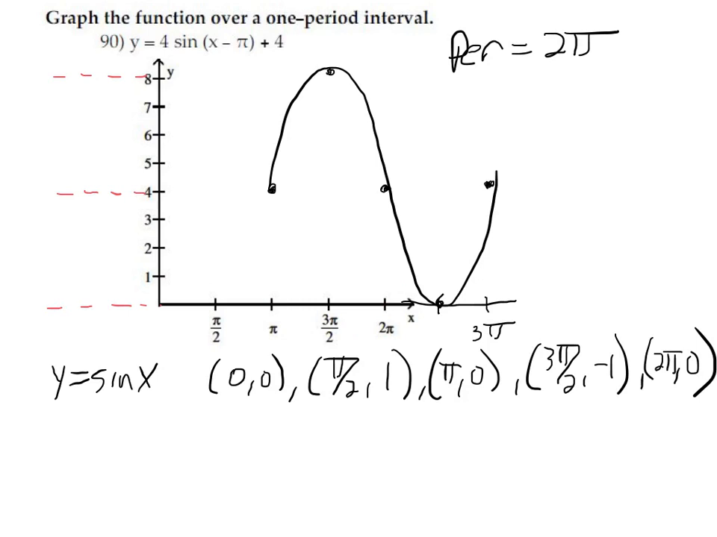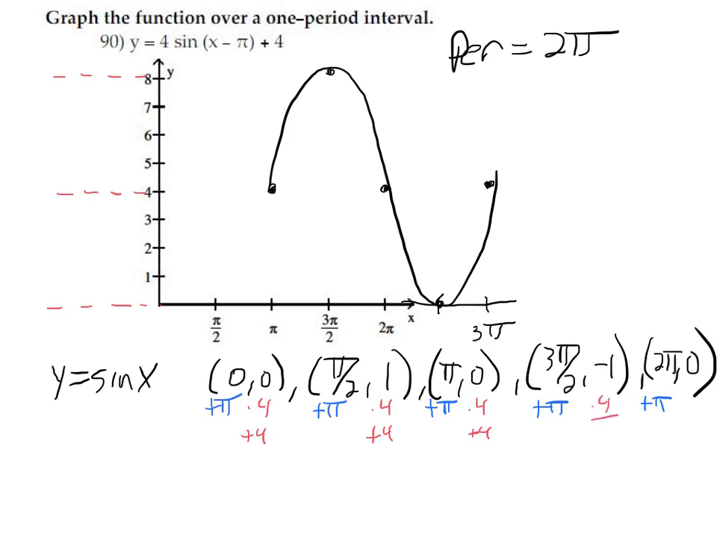What this function has done is to the x value we're going to add pi. Plus pi to all the x values. The y value, a couple things happen. We have a plus 4 and we have a times 4. So the y value has a plus and a times. The multiplication always comes first when you do this. So we're going to multiply by 4, then add 4 to the y's.